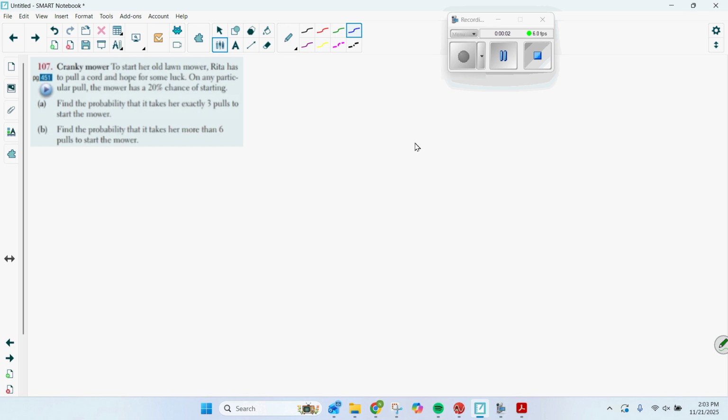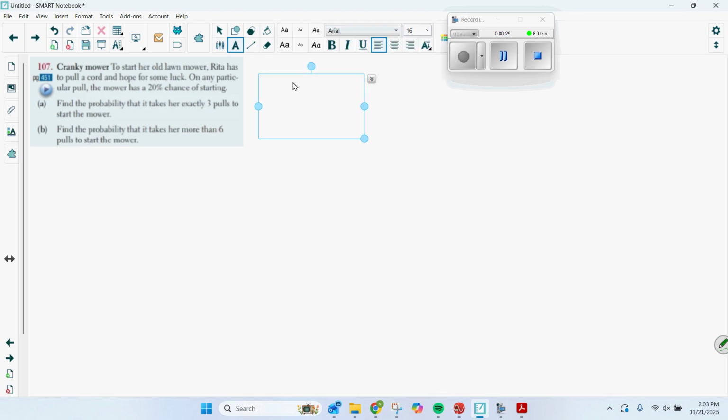Let's do some examples of some geometric problems, but we also need to talk about why they are geometric. For question number 107, sorry, this is a little blurry. It says, to start her old lawnmower, Rita has to pull a cord and hope for some luck. I can relate to that. On any given or any particular pull, the mower has a 20% chance of starting. Find the probability it takes her exactly 3 pulls to start the mower.